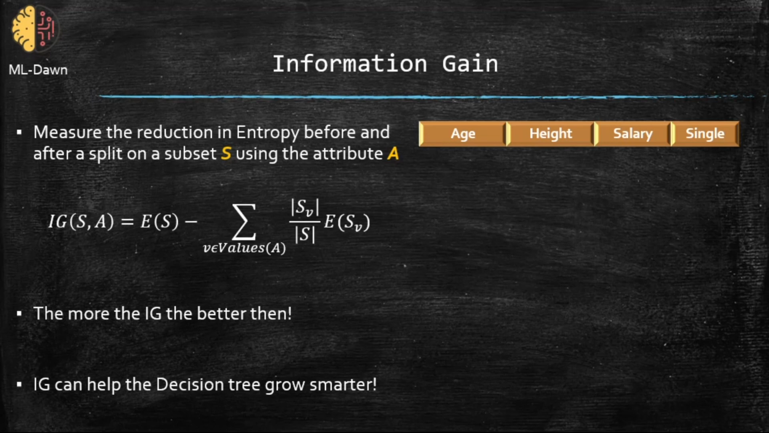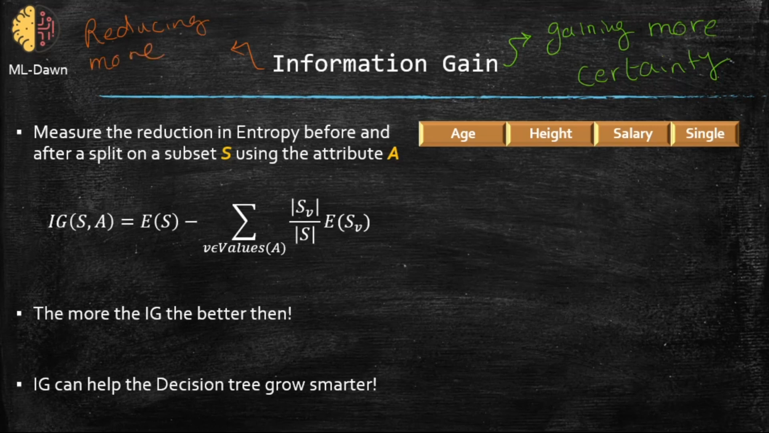Information gain means gaining more certainty. Well, this should trigger something in your mind, because that could also mean reducing more entropy.